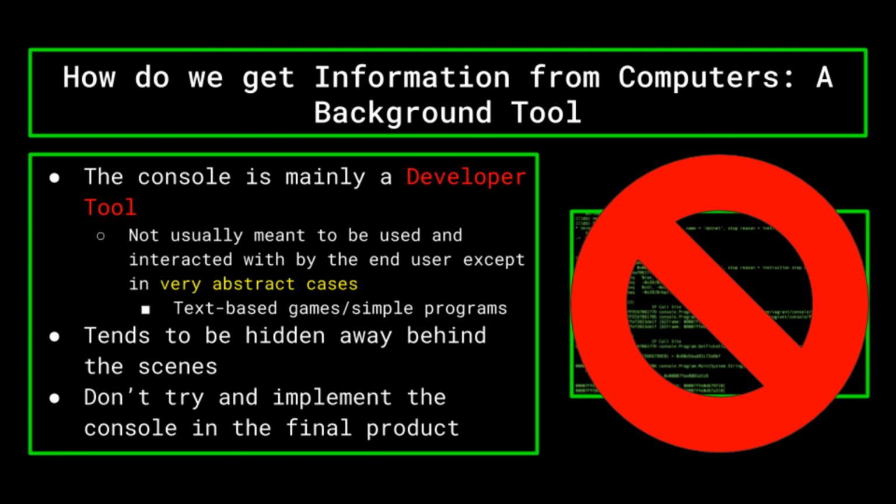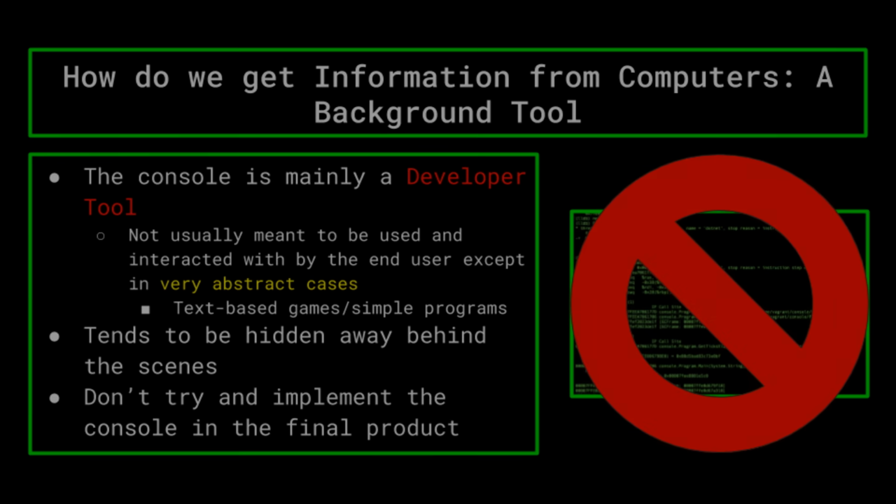Think of it like this. When you are using your phone, you see the console in none of the programs you use. So while you can use the console to give yourself information about how your program is performing, don't try to implement it into the final product because it fundamentally just isn't meant for that. Overall, remember to use the console to its fullest extent when writing and fixing problems in your programs, as it is a great tool to use to tell how your program is performing behind the scenes.